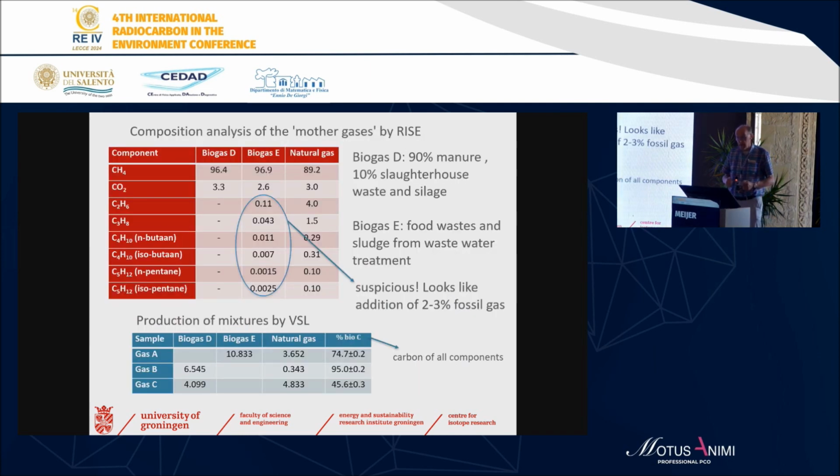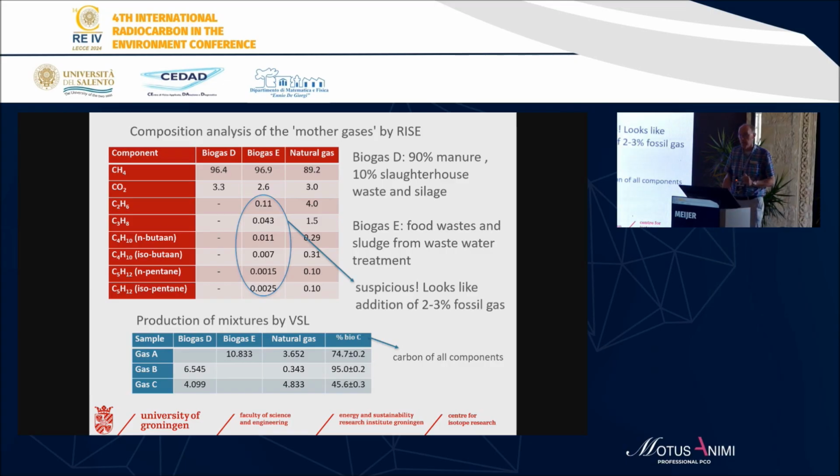RISE made a GC analysis of the original gases, and you see here biogas D, that's one of them, and biogas E is the other one. You see it's mostly methane, obviously. There's a bit of CO2, and biogas E is very strange because it also shows a little bit of these higher alkanes, which is very untypical for a biogas. So it looks as if there has been an addition of 2 to maybe 3% or so of fossil gas.